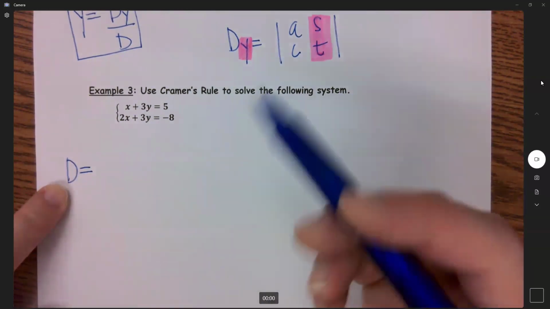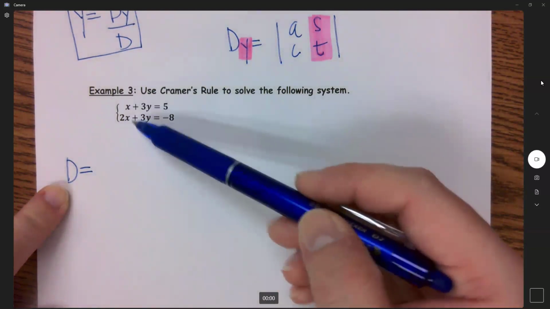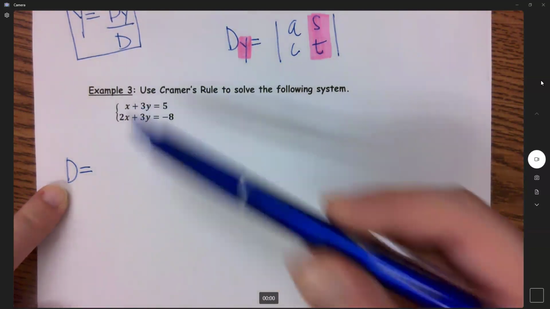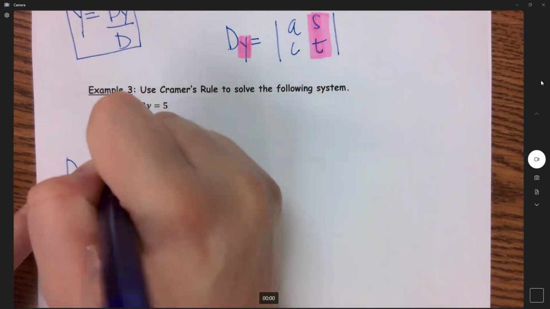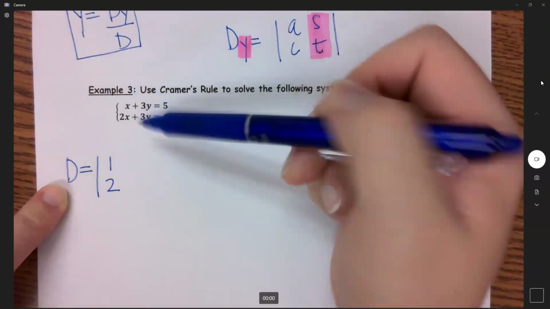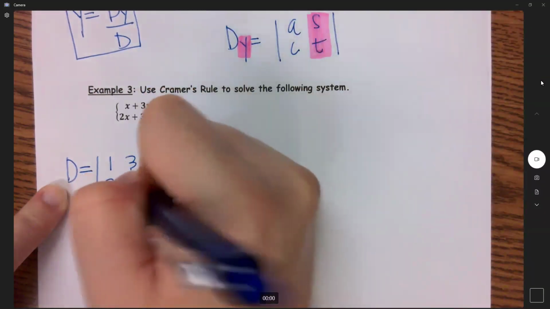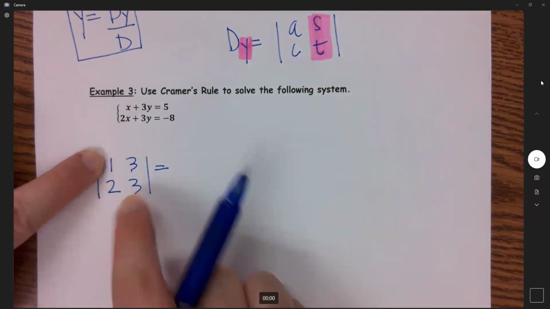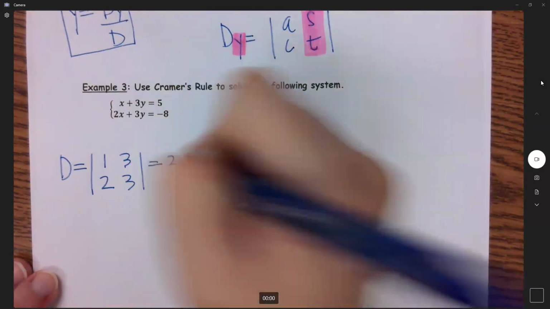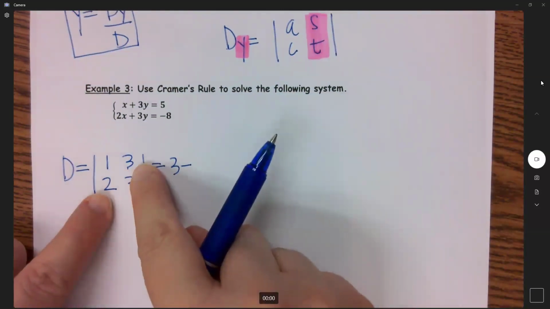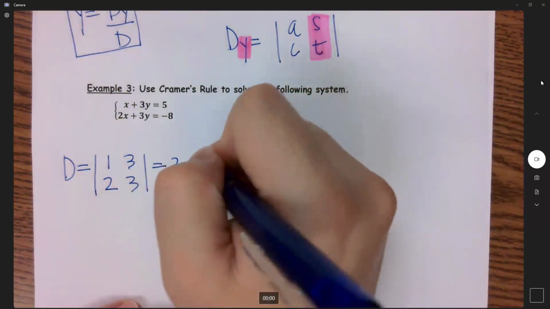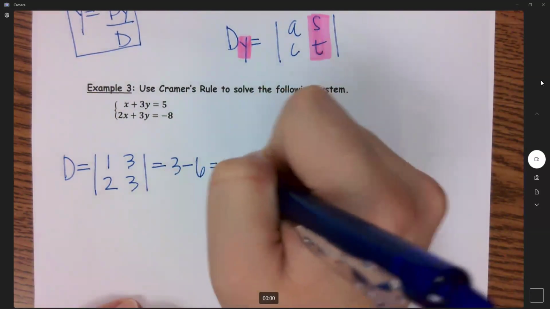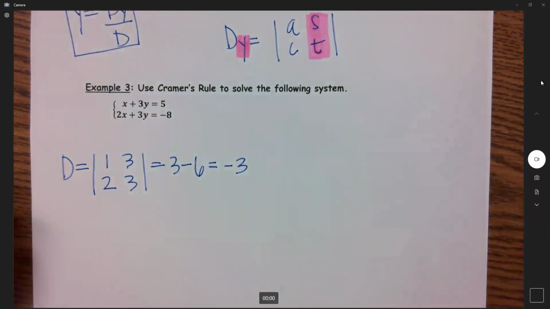So D is my coefficients of x and y. So my x coefficients are 1, 2. And my y coefficients are 3, 3. So let's go ahead and evaluate this. A 2x2 determinant, we multiply a times d, which is 3, subtract b times c, which is 6. So we get -3 for D.